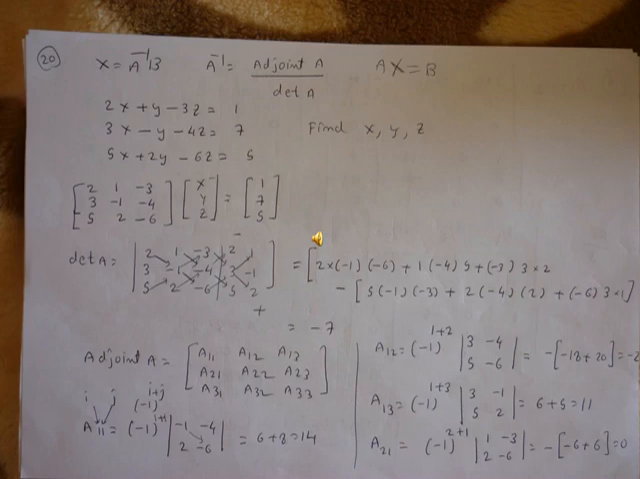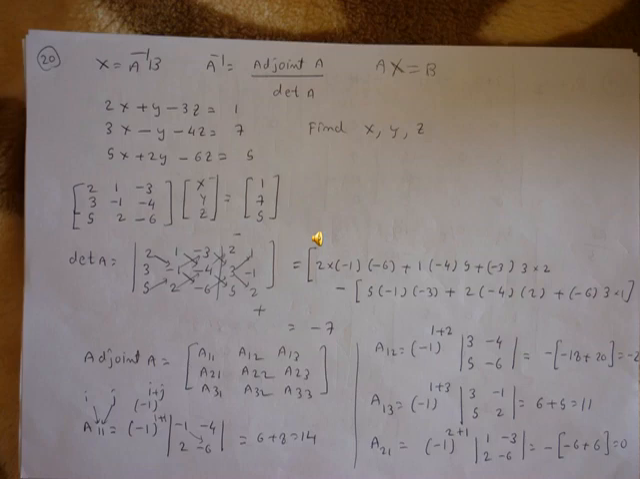A31 is minus 1 power 3 plus 1 and the determinant of 1, minus 5, minus 1, minus 4, so minus 4 minus 3 equals minus 7. A32 is minus 1 power 3 plus 2, determinant of 1, minus 5, minus 1, minus 4, equals minus 8 plus 4, so you get minus 1. A33 is minus 1 power 3 plus 3 and the determinant is 2, 1, 3, minus 1, so minus 2 minus 3, you get minus 5.